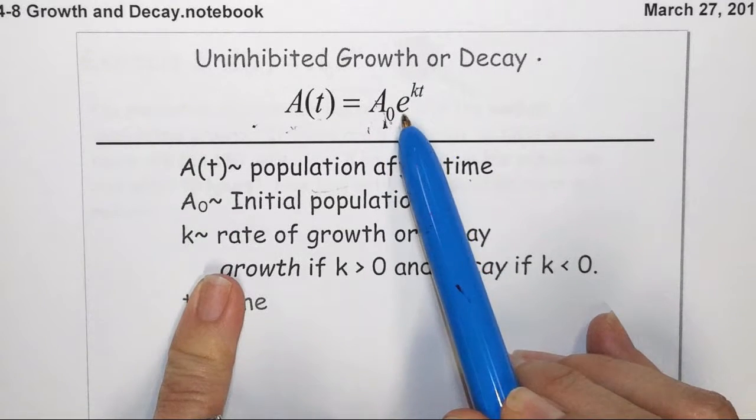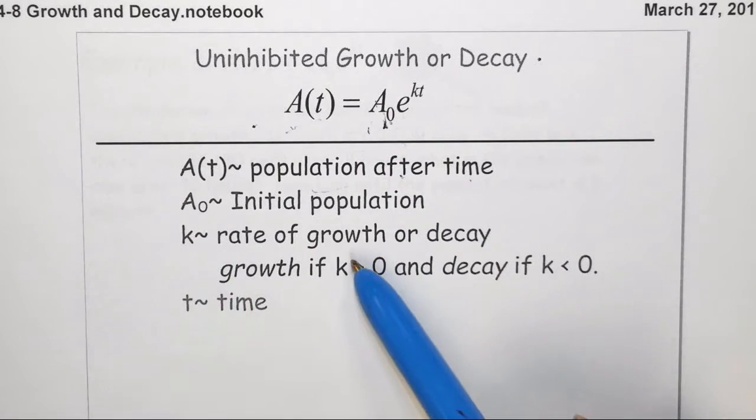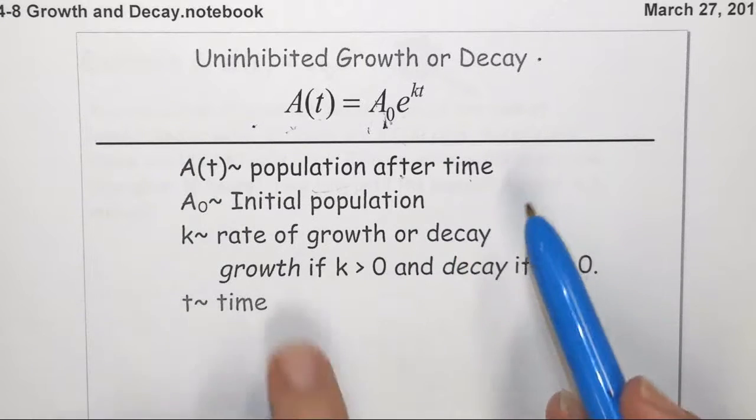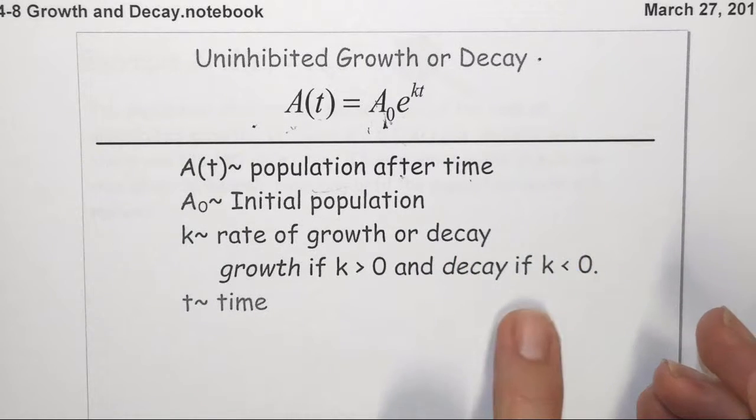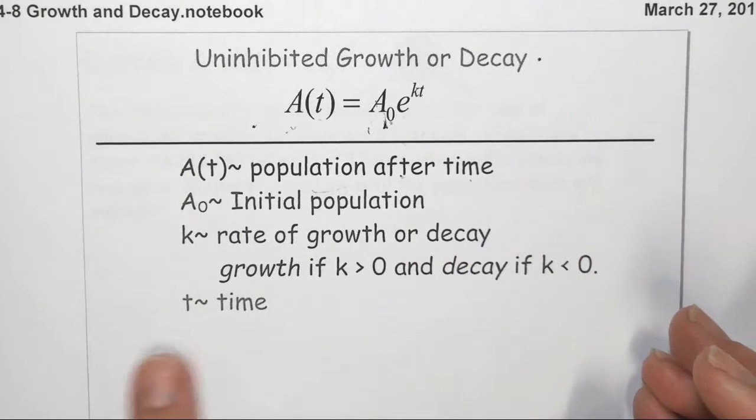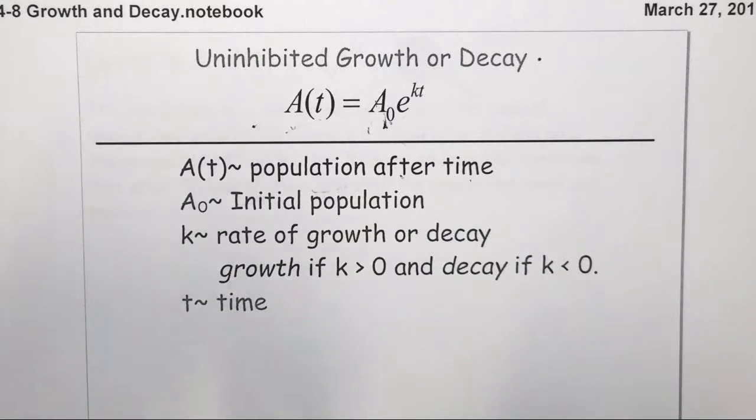Then we have a button in the calculator. K is going to be your growth rate or decay. If it's a positive number, it's growth. If it's a negative number, it's decay. And T is time. So all we're going to do is practice plugging in. It's super easy. Are you ready?